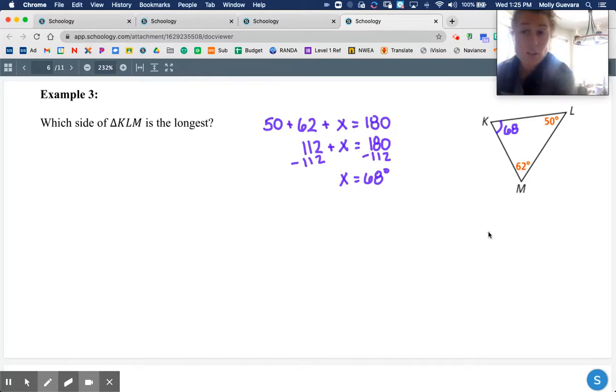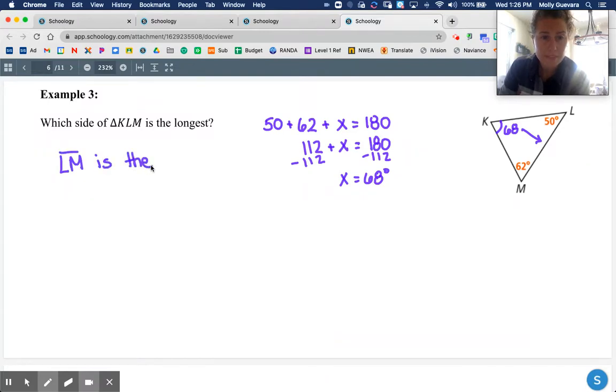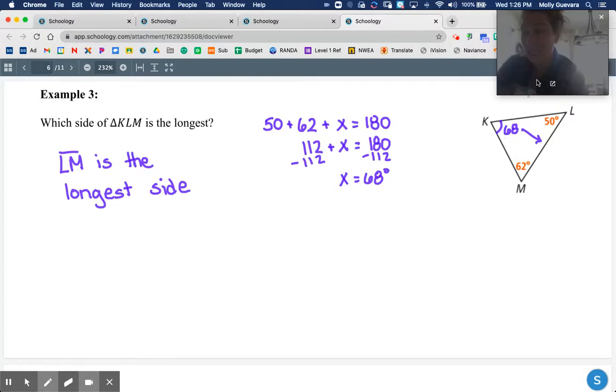So now let's go back and look at the question. Which side is longest? Well, the longest side is going to be across from the biggest angle. And now my biggest angle is 68, right here. So the side across from that is LM. So we can say that LM is the longest side. So it's using the same idea. We just had to do a little bit of work to figure out what this angle was first, and then we could figure out what was the longest side.